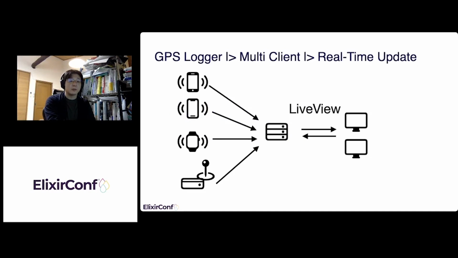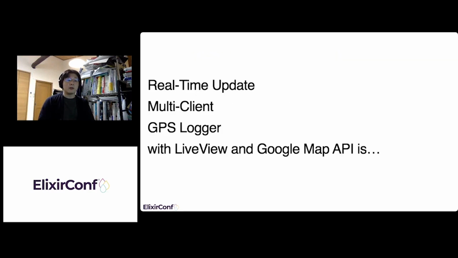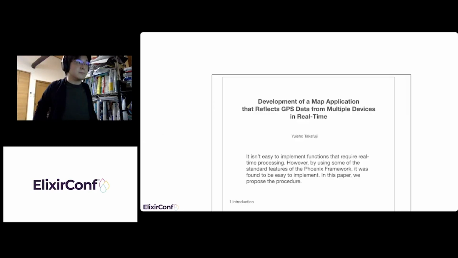Let's summarize the story so far. First, multiple GPS loggers send data to the server. Second, multiple clients can see the location data on the map at the same time. Last, implement such an application with LiveView and the Google Maps API. Now, in a word, real-time updates for multiple client GPS loggers with LiveView and the Google Maps API is a Google Maps application that reflects GPS state from multiple devices in real time.